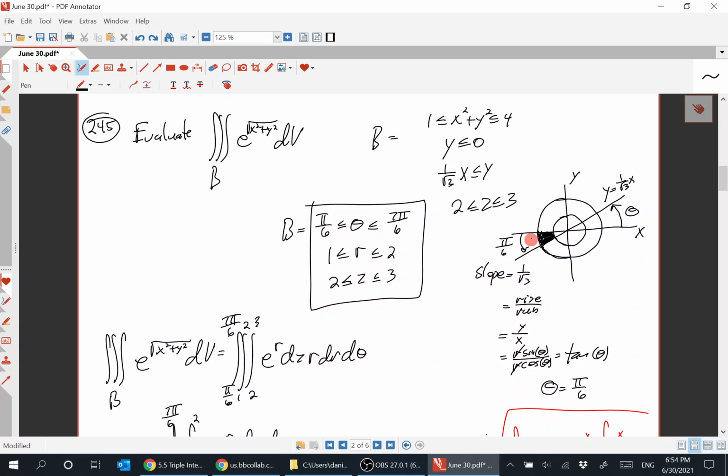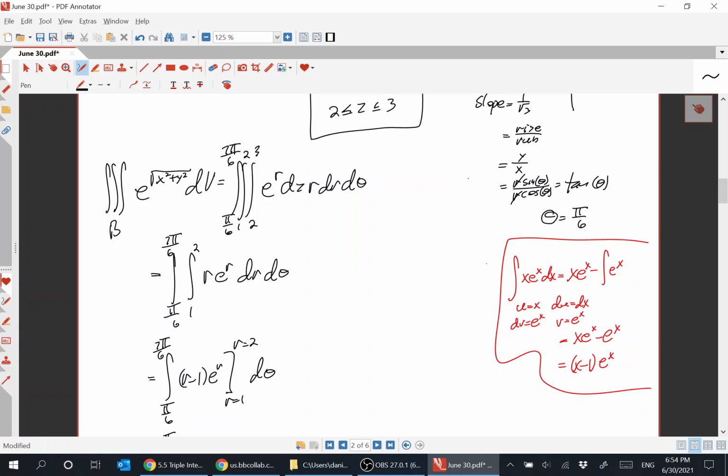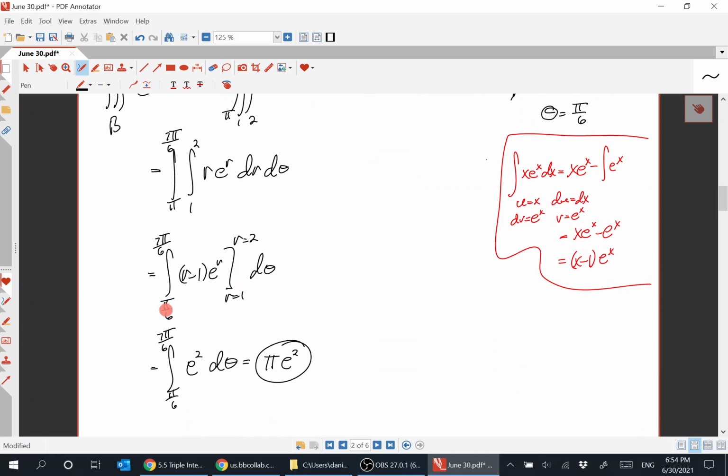So the theta is pi to 7 pi over 6. Pi to 7 pi over 6.